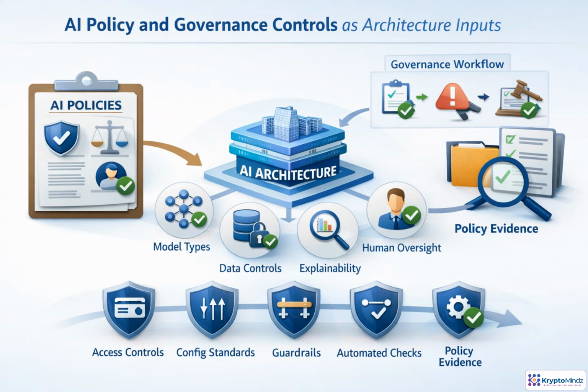Policy becomes real only when it changes how systems are designed and operated. Rules about approved model types, data use, explainability, and human oversight should translate into architecture standards and platform controls. In practice, that means approval gates, access controls, configuration baselines, guardrails, and automated checks. Governance workflows also need exception handling, escalation, and decision logging. The test is evidence. Model cards, audit logs, and policy as code, showing that expectations are operational, not just written down.